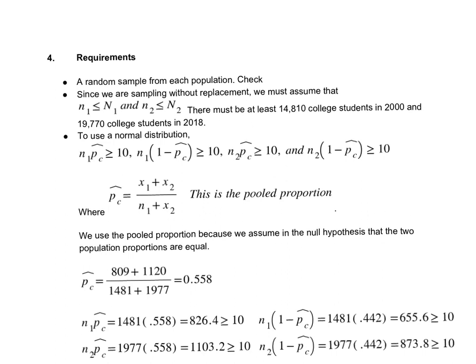Random sampling, yes. We'll have to assume that we had a pretty large supply of college students, at least 10 times greater than our sample. And we can make that assumption. There's a lot more than 14,000 and 19,000 college students in those years. And then to use the normal distribution to approximate or model this situation, we have to make sure that our number of successes and failures in both samples is greater than 10.